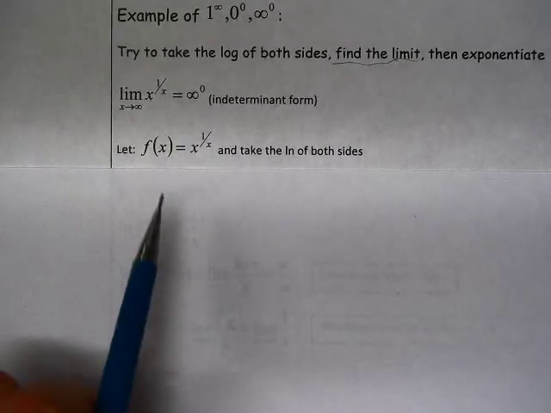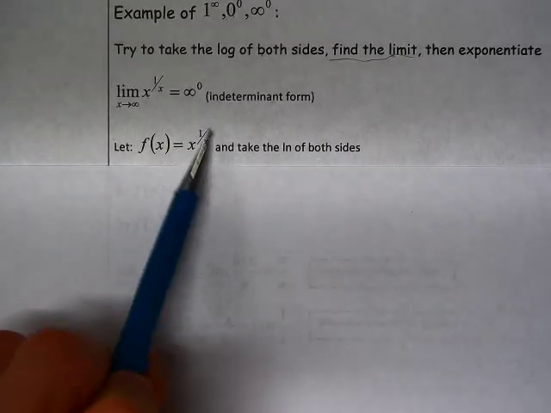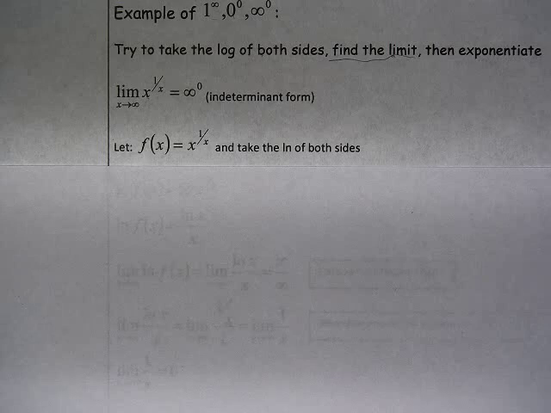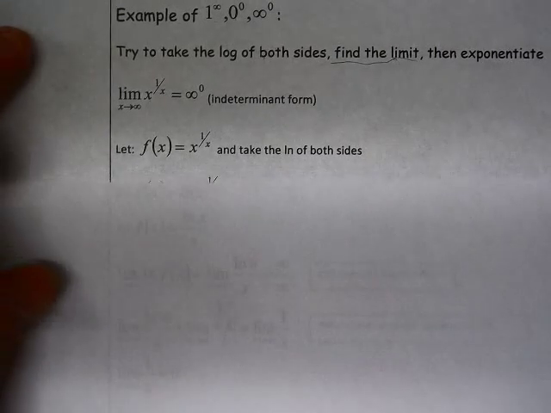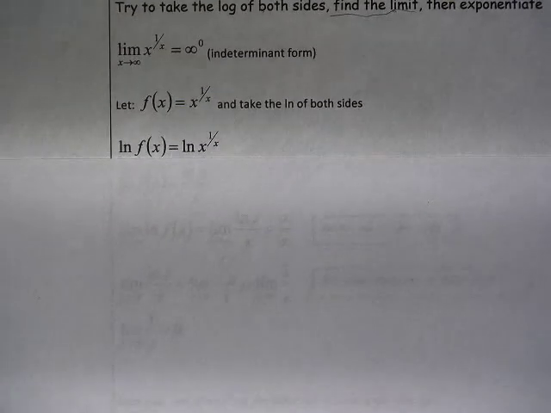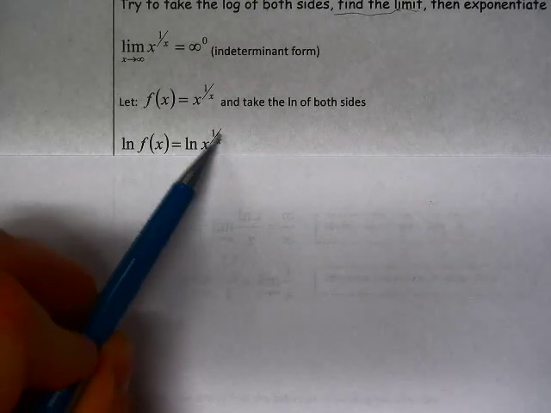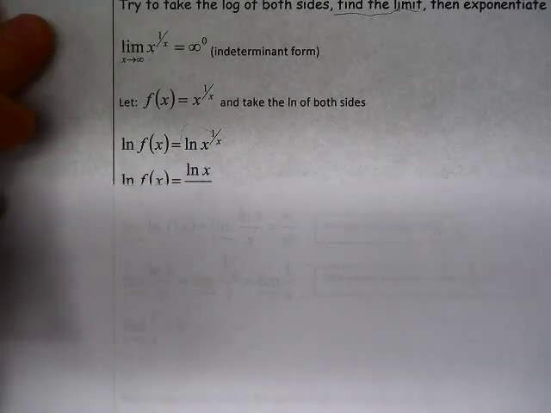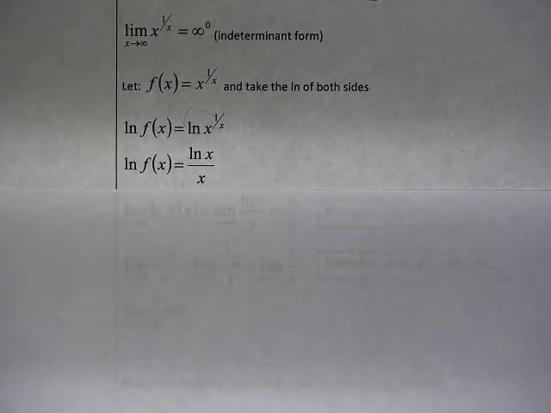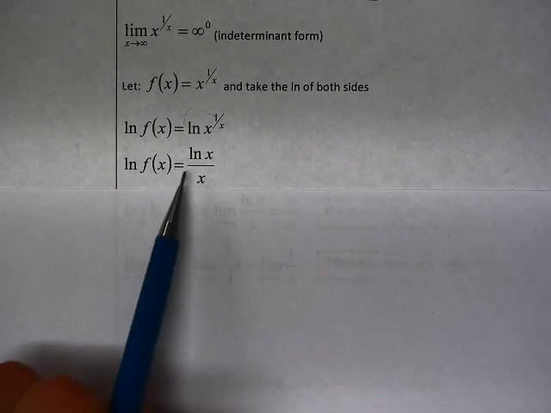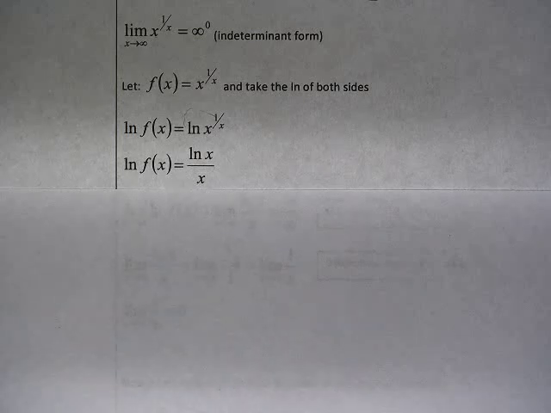So I'm going to let f of x equal that function I'm trying to find the limit of, x raised to the 1 over x. And I'm going to take the natural log of both sides. All right, once I do that, this 1 over x now can come in front and become the coefficient. So I have 1 over x times natural log of x. So I have natural log of x over x.